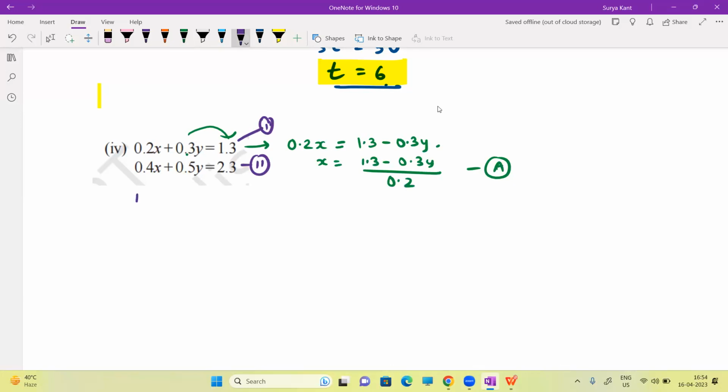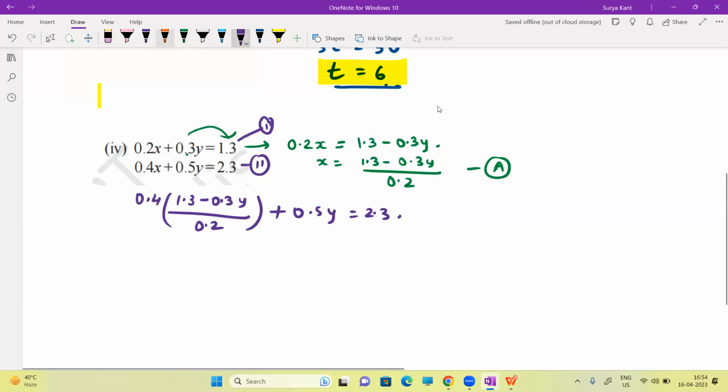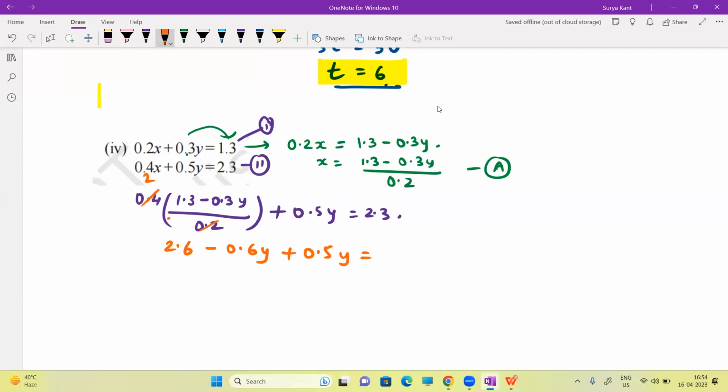So we can write here 0.4 in place of x, we'll write 1.3 minus 0.3y divided by 0.2, into, plus 0.5y equals 2.3. So we'll cancel it here. 2 we'll write. So 2.6 minus 0.6y plus 0.5y equals 2.3.